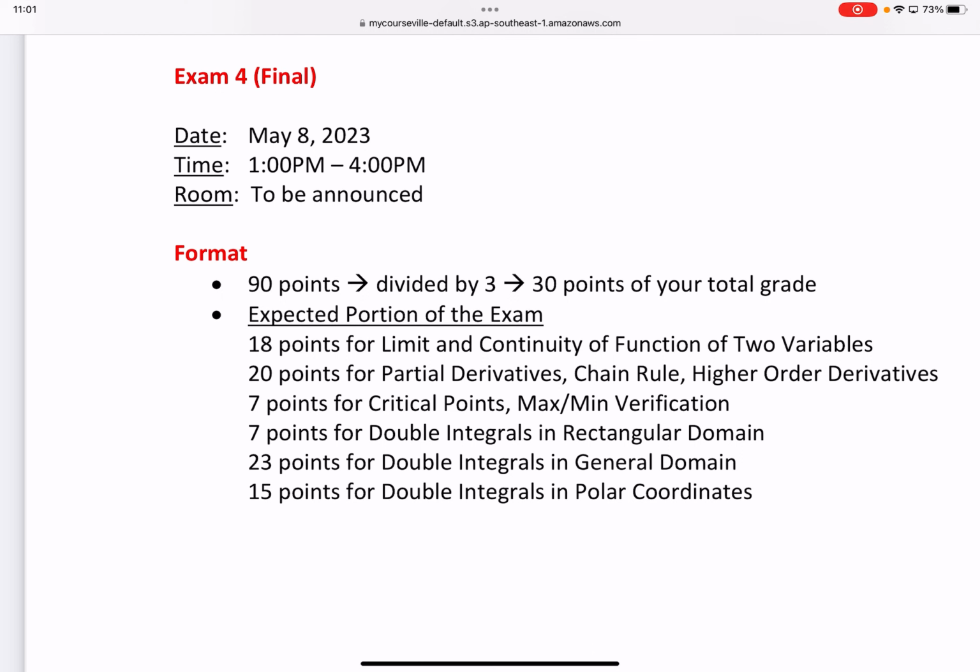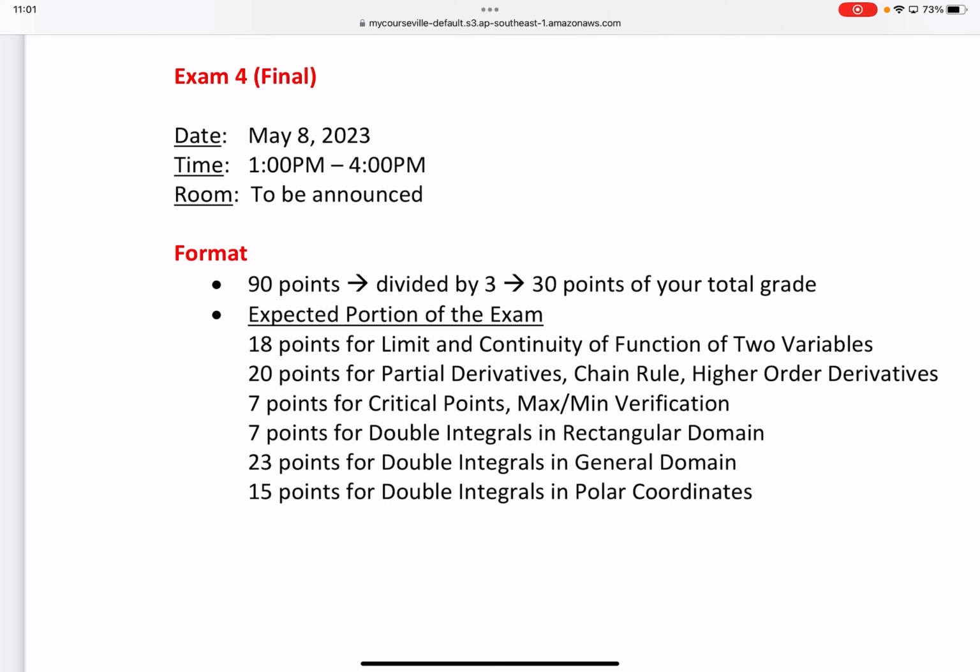This one is going to be a little bit harder than the midterm, because usually students have a hard time with differentiation and integration more than differential equations. So this is the one where we test you on limit and continuity, the second derivative test, the partial derivative, the chain rule, and higher order. You can see there is one question on critical points and max and min verification, similar to what we did today, worth 7 points. Then on Wednesday we're going to start integrals, which is 7 points, on the rectangular domain.